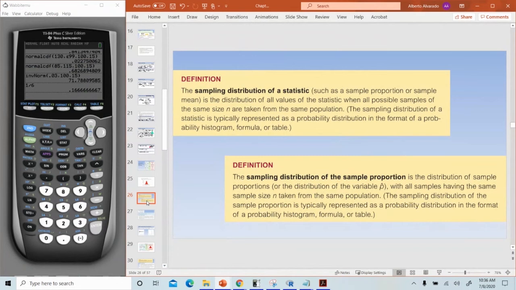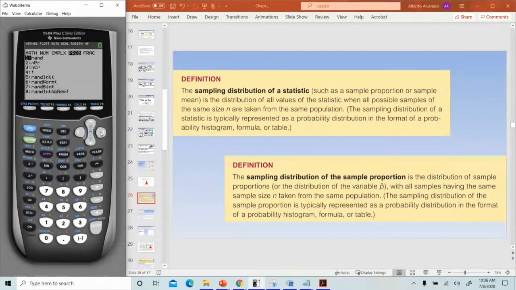The sampling distribution is, again, the sample mean or sample proportions of size n taken from the same population. So all possible samples of size n, and it turns out there are a lot of samples of size n of anything, as we'll see. If there are 10, how many possible samples of 2 are there? 10 choose 2. If there are 10 people in a population, how many possible samples of size 2 can I get? 45. So there's a lot.